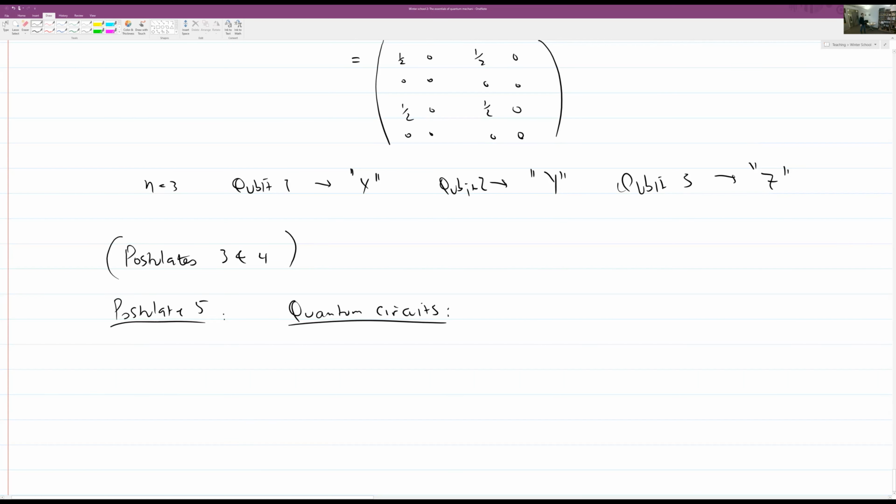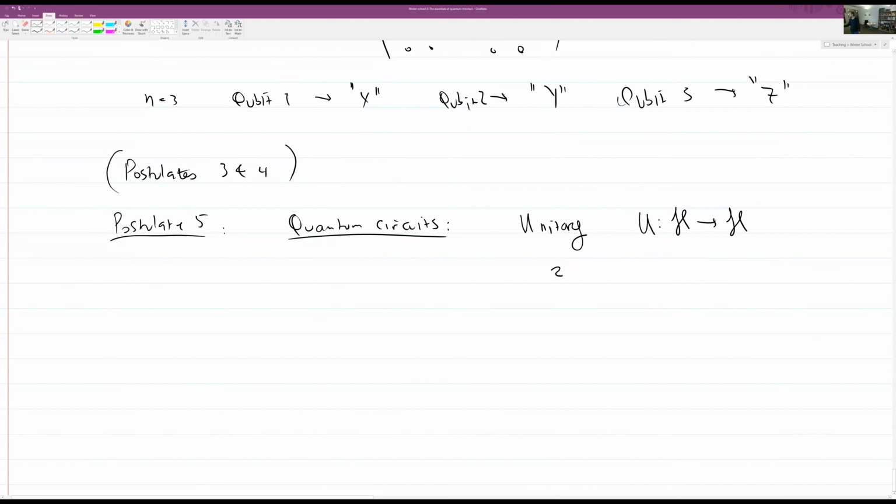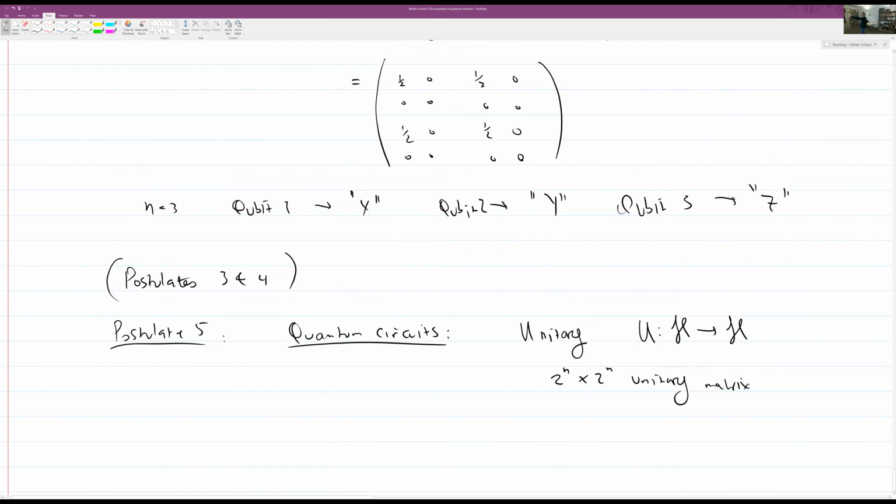Now, this is sort of winding up for today, with the final definition of how a quantum circuit acts. A quantum circuit is an evolution of a closed quantum system, so it's a unitary matrix, according to postulate 5. It's a unitary U that acts on a Hilbert space to a Hilbert space. So what is it? Well, it's a 2 to the n by 2 to the n unitary matrix. Now you've already begun to get a sense of how difficult it is to write down these matrices, right? These 2 to the n by 2 to the n matrices.